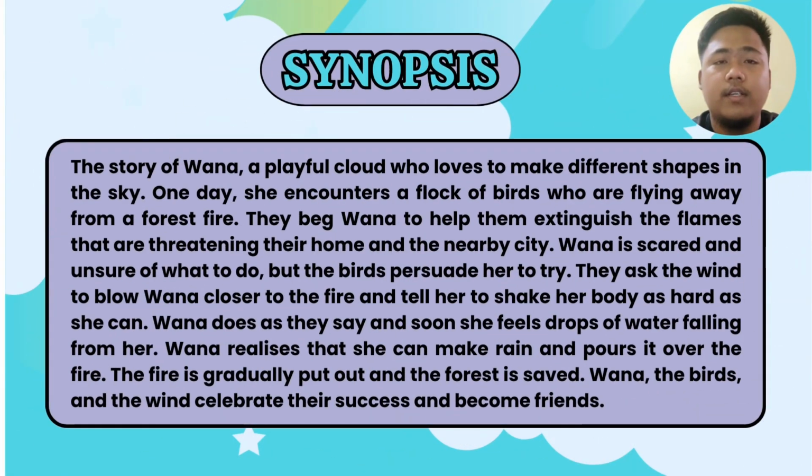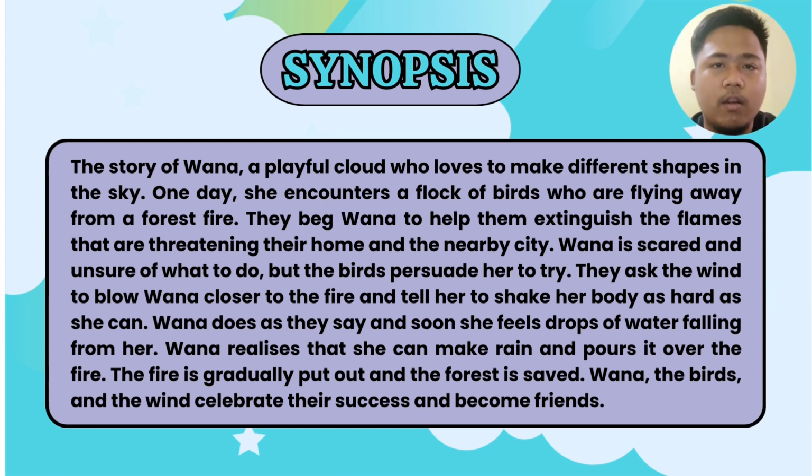Synopsis of this book: the story of Wana, a playful cloud who loves to make different shapes in the sky. One day she encounters a flock of birds who are flying away from a forest fire. They beg Wana to help them extinguish the flames that are threatening their home in the nearby city. Wana is scared and unsure of what to do, but the birds persuade her to try.